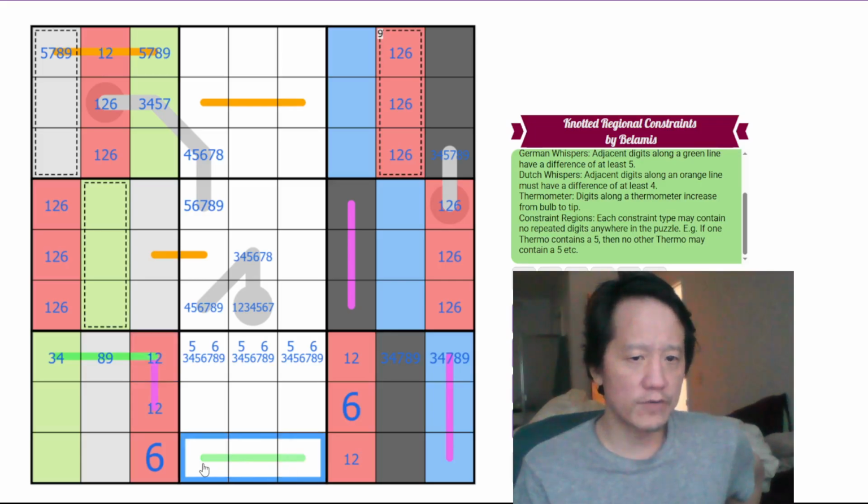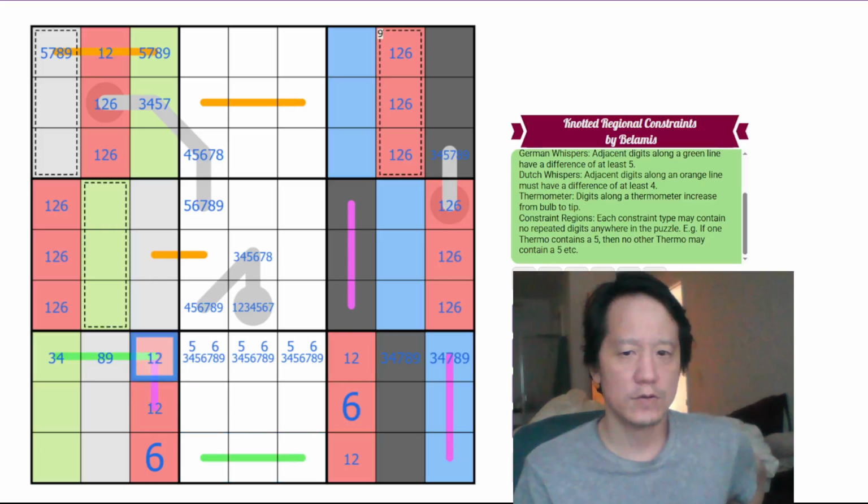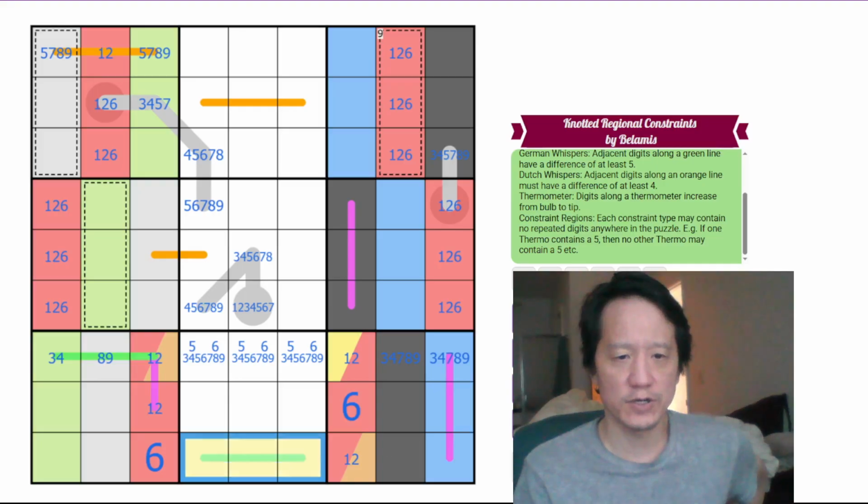So one of the 1 or 2s is here. So whichever one we have here, I guess we'll make this orange and this yellow. This has to be orange, which means the yellow has to be somewhere here. This must be the yellow one.